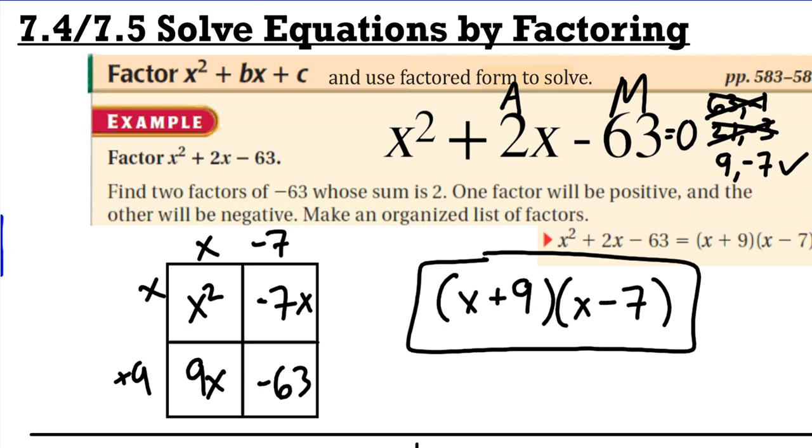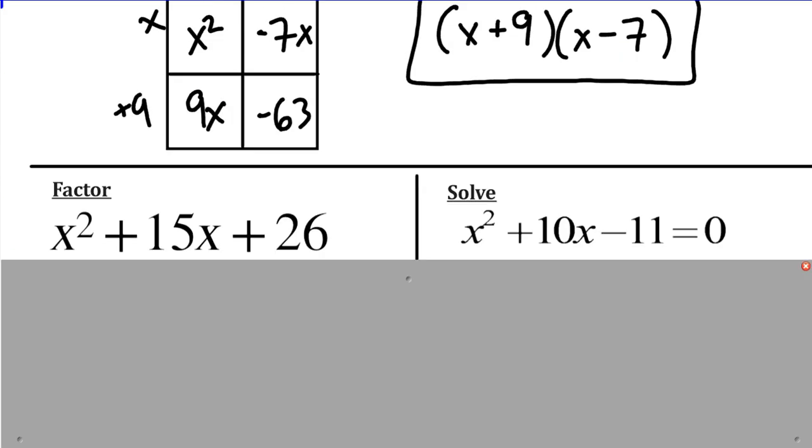Okay, the two for you to try. First one is just asking you to factor. The second one is asking you to factor and then solve. So pause the video now. Come back once everyone's had a chance to try and you want to see what the answers are.